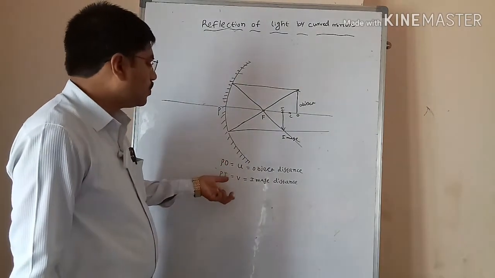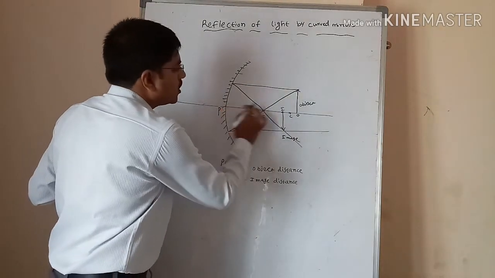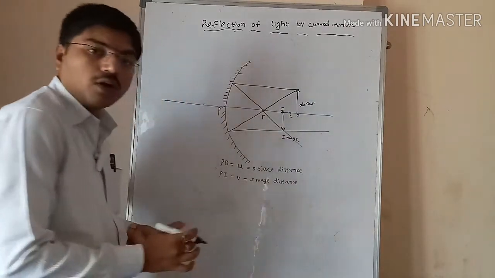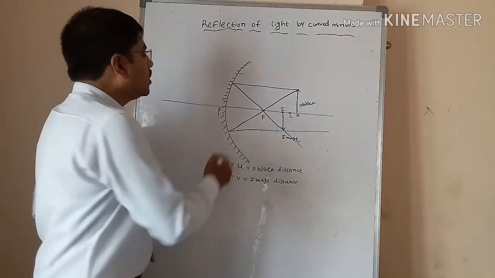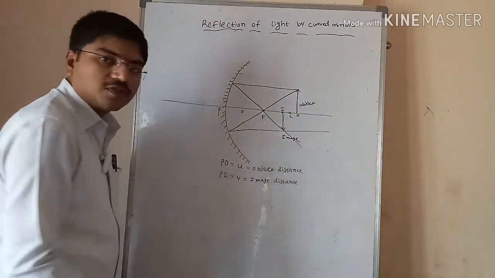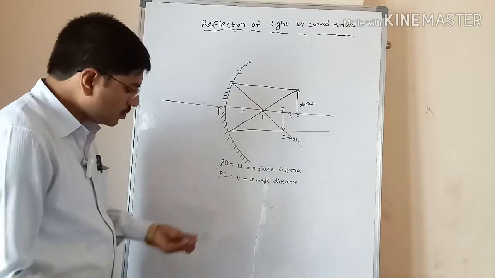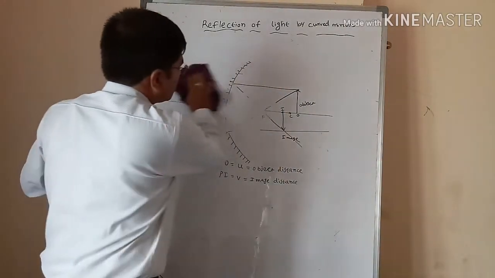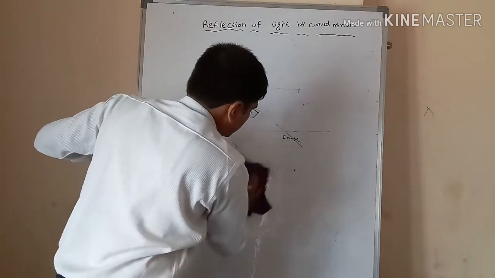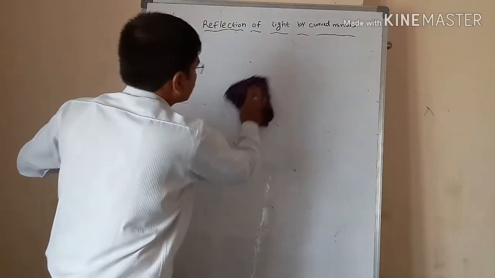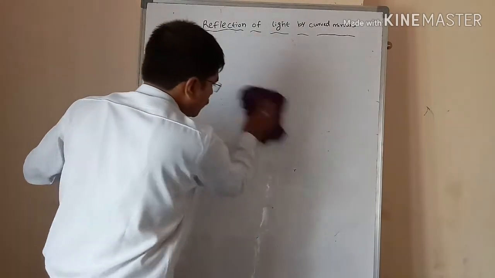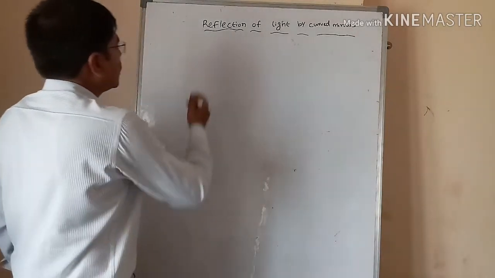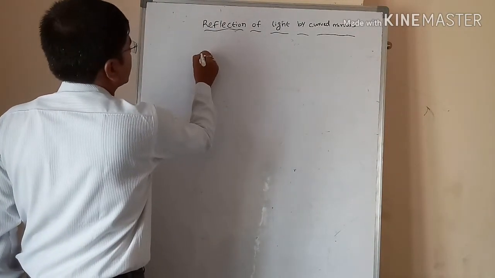Then here the PO and PI. So now this is U and this is V, object distance and image distance. We already know that the focal length is a small f and the radius of curvature is R. Now the conditions I am going to say, the sign convention conditions.